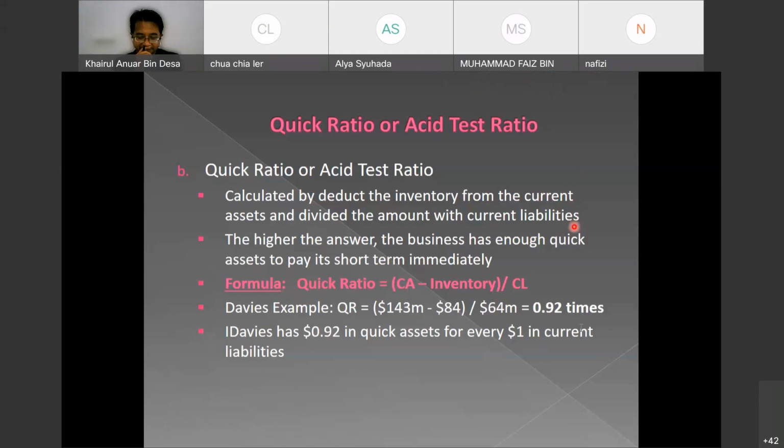Ni apa? Customer deposit. Lepas tu tax payable, income tax payable, interest payable.